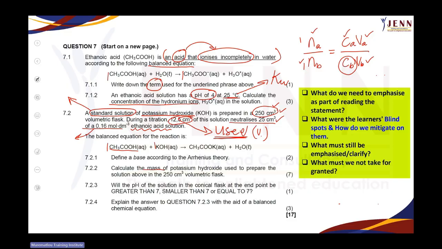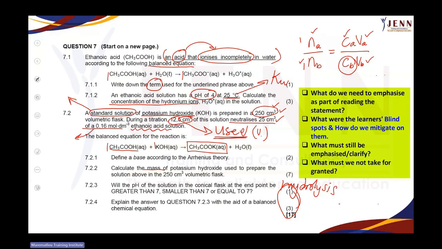Now here, they want us to look into hydrolysis, so that is a question on hydrolysis. The remaining 4 marks is for the salt that was produced at the end of the reaction. So it has nothing to do with 7.2.2.